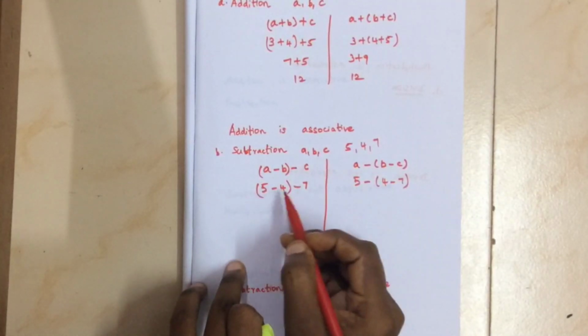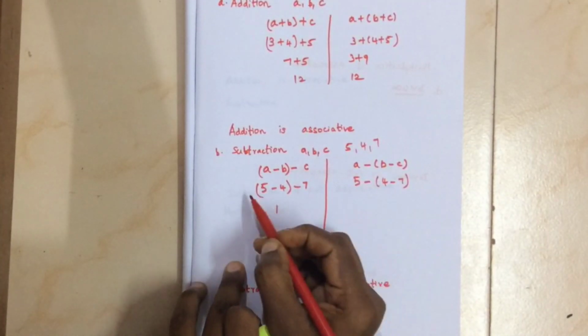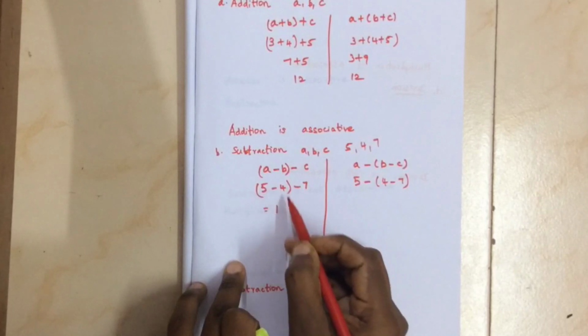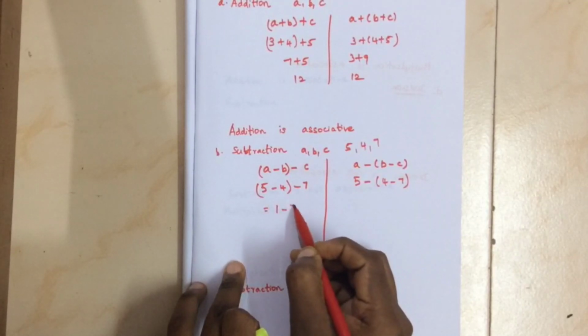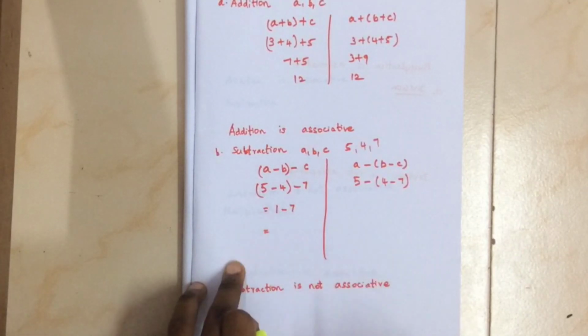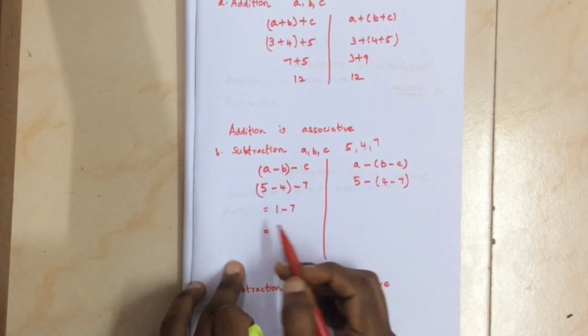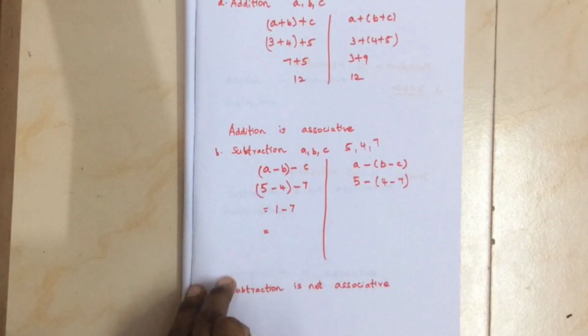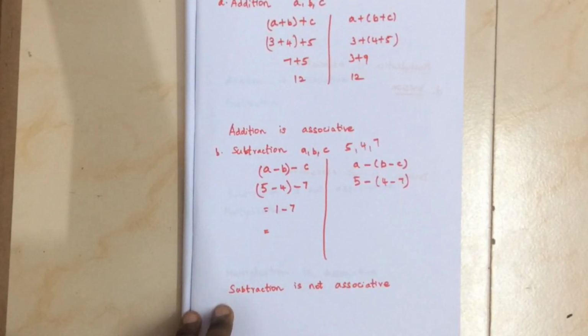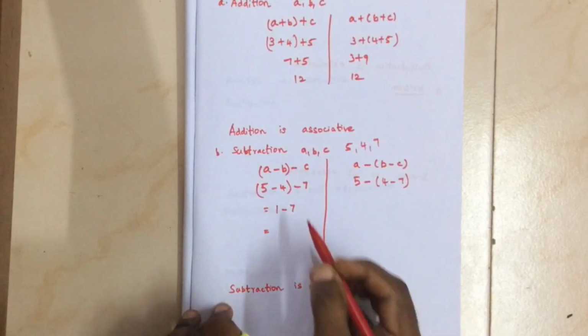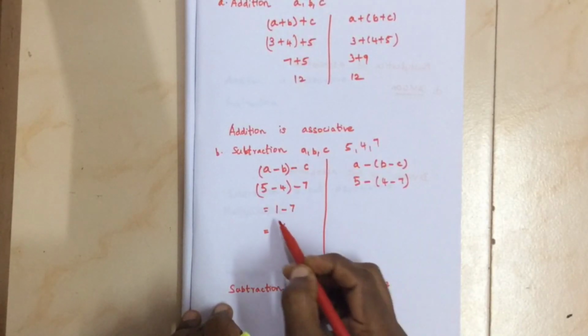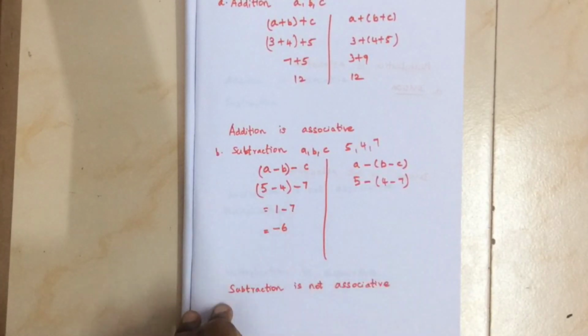What is 5 minus 4? It is 1. This minus 7 I am writing here. What is the answer here? 1 is positive and 7 is negative, so you have to do subtraction. If one number is positive and another is negative, you do subtraction and give the sign of the greater number. So 7 minus 1 is 6, the greater number is 7, so I am giving a minus here.